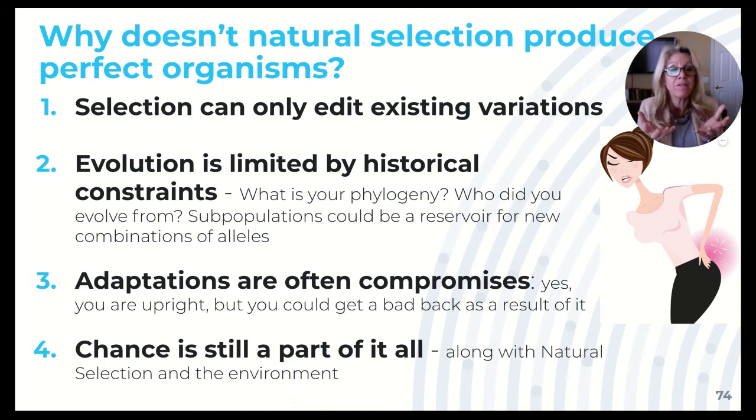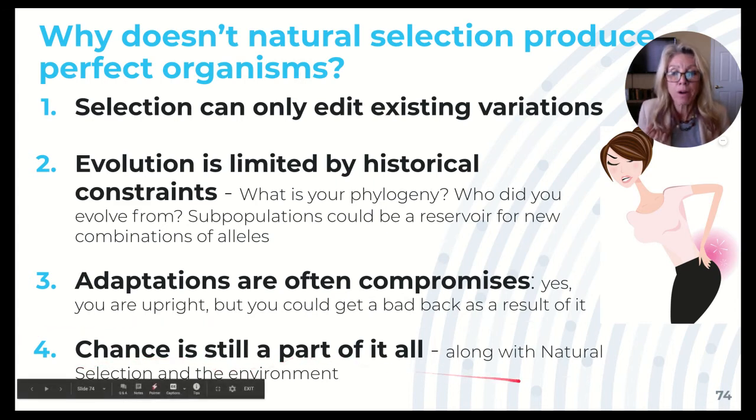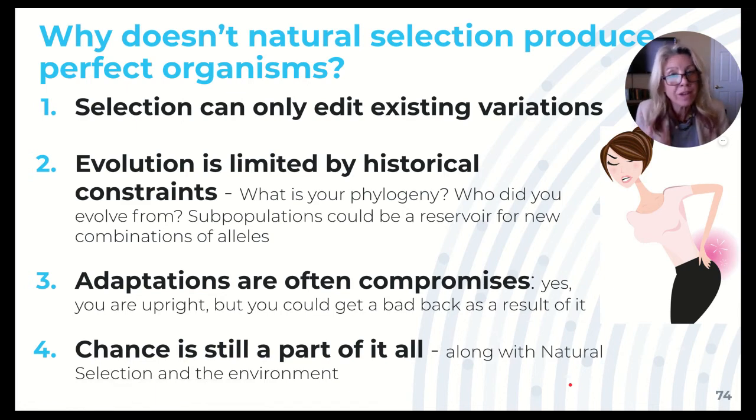Remember that cost-benefit analysis? Yes, I want to be upright because I can see more around, I'm taller, but it comes with the compromise of having a bad back. And remember, chance is still a part of it all, along with natural selection and with the environment. So that's why we don't produce those perfect organisms.